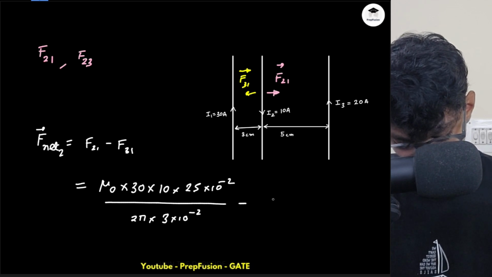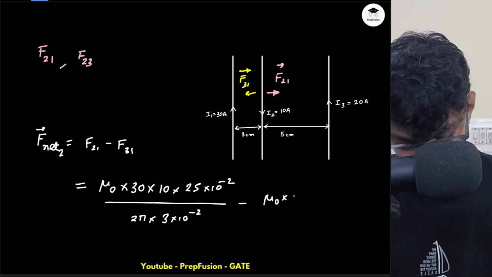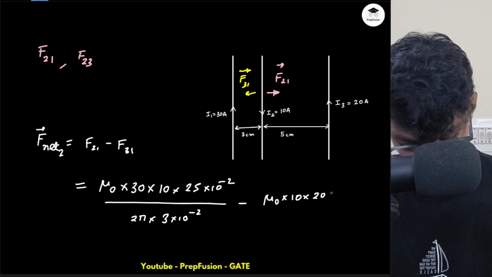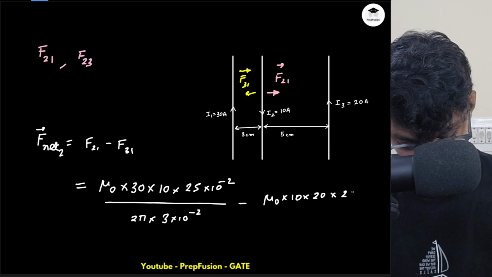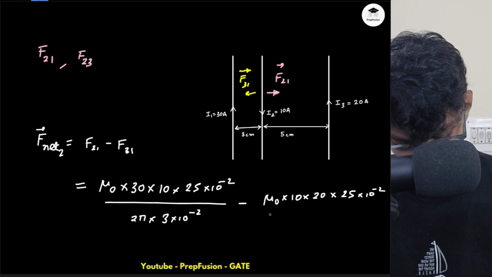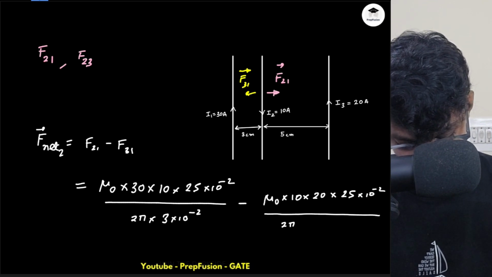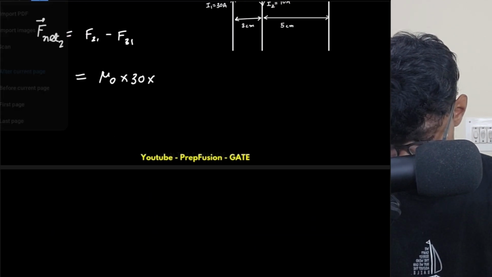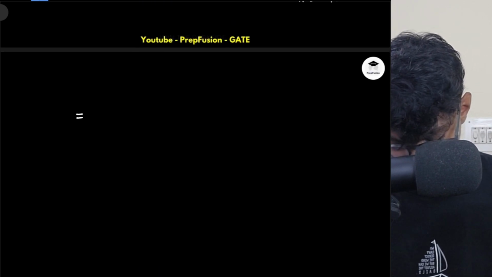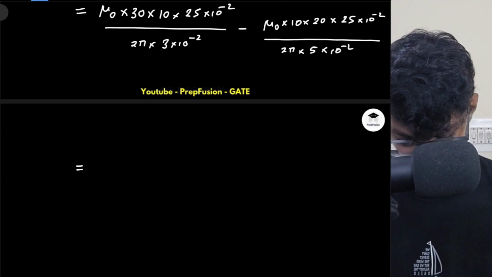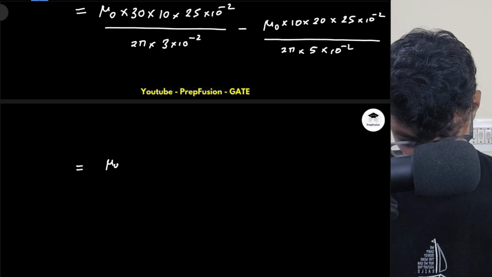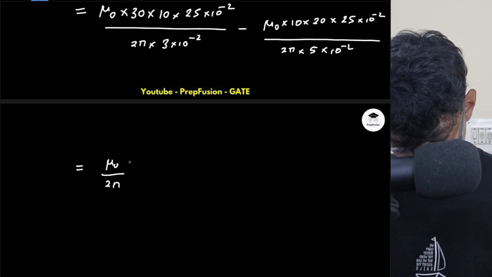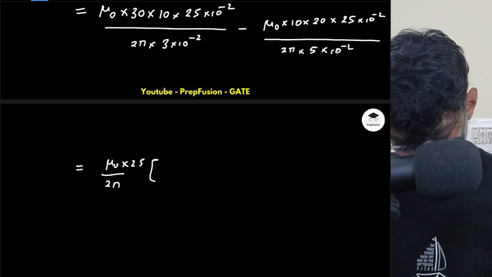Minus, the same thing: mu naught into 10 into 20, because this current is 20, into the length 25 into 10 raised to power minus 2, divided by 2 pi. The distance this time has increased, it is 5 into 10 raised to power minus 2. So if I take mu naught and all those things common, mu naught by 2 pi common, 25 also I can take common, and 100 also I can take common.